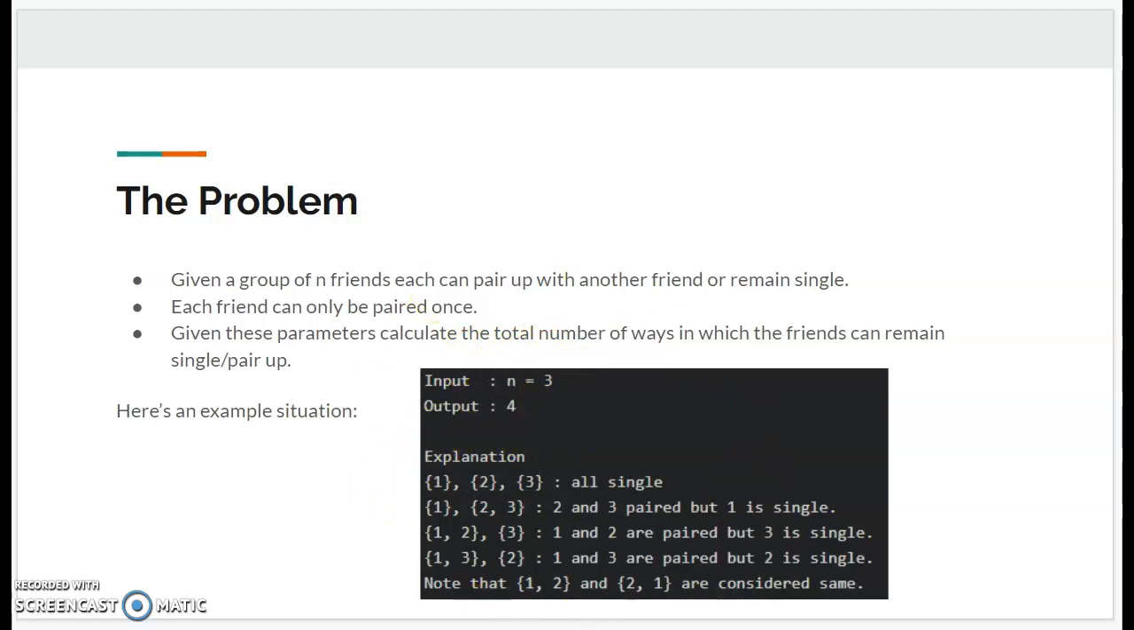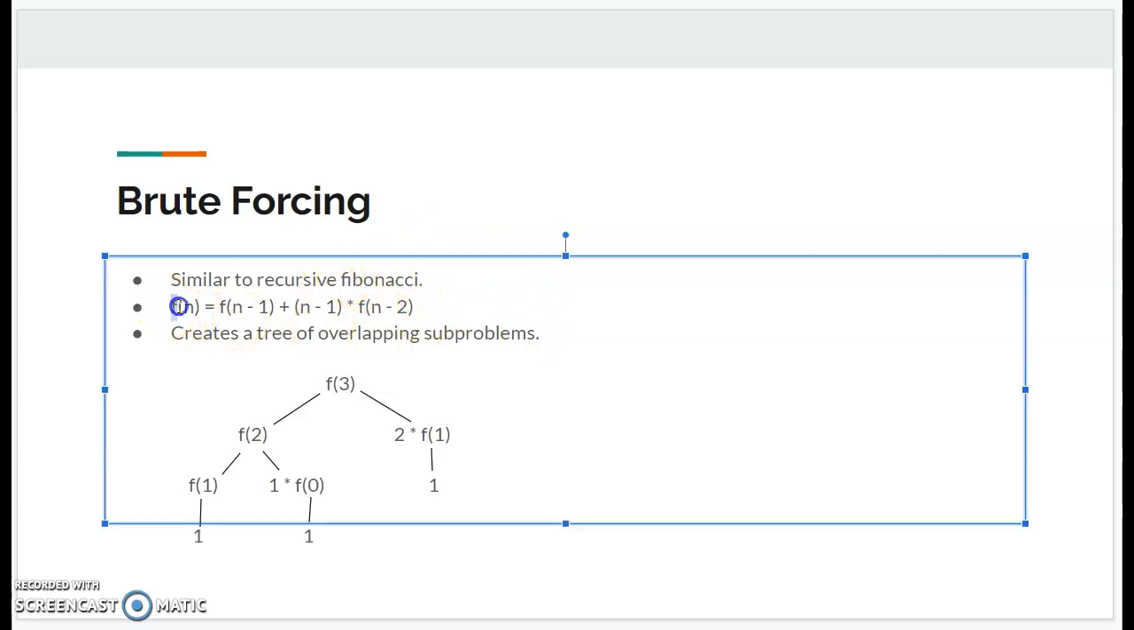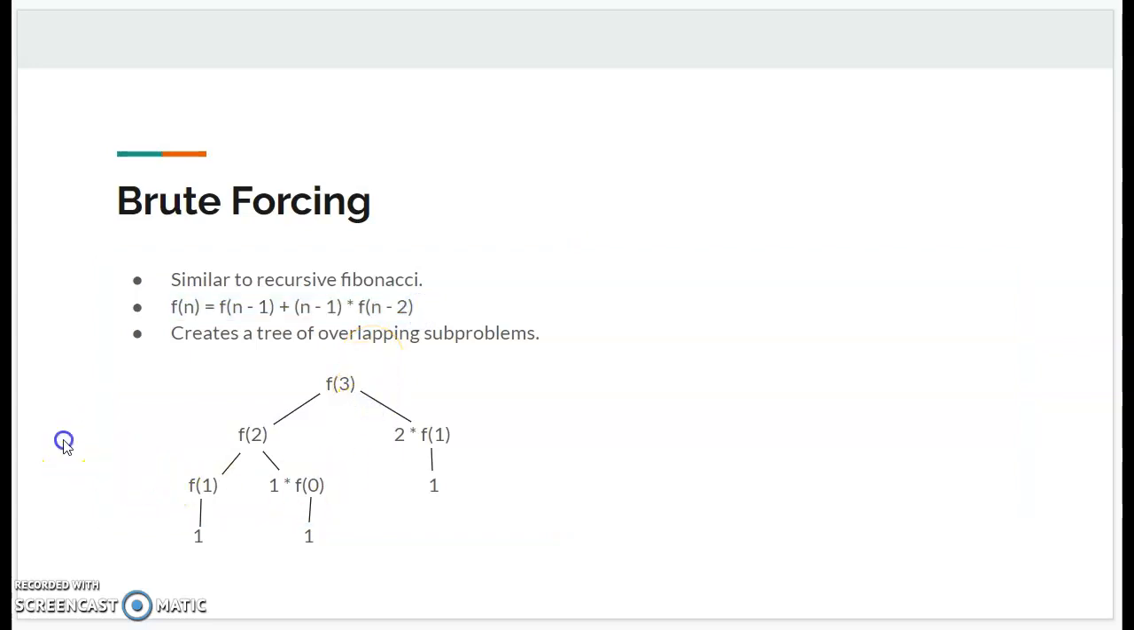And this is just an example situation. For something like 4 friends, it would have 10 different possibilities, or maybe 5 friends would have 26. So let's see how we would maybe solve this situation. Okay, so similar to the Fibonacci sequence, the Fibonacci recursive problem, we have this formula here, which is representative of how the friends get together. So let's explore this formula here and how we get to that.